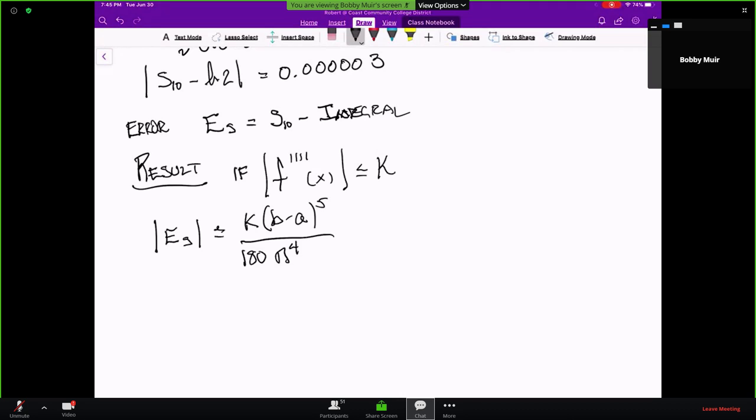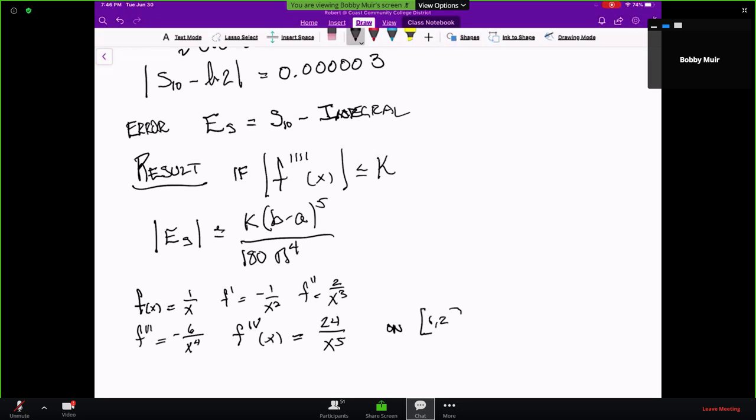All right, now what makes a fraction smaller is making the denominator bigger. Remember, the trapezoid had a 12 in the denominator, midpoint had a 24, okay? This is a 180, okay, but that's not the big part. The big part is the n to the fourth, all right? So let's see on our example for f of x, how far we would have to go. 1 over x, so f prime is negative 1 over x squared. Double prime is 2 over x cubed. Triple prime is negative 6 over x to the fourth. Fourth derivative is equal to 24 over x to the fifth.